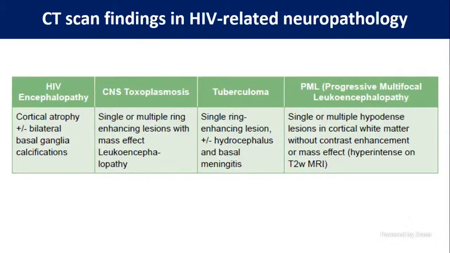In HIV encephalopathy, on an MRI or a CT, you will find cortical atrophy, and there may or may not be basal ganglia calcifications. For toxoplasmosis, you will find single or multiple ring enhancing lesions with mass effect. For tuberculomas, there could be single or multiple lesions, but there will be other features, like associated meningitis or associated hydrocephalus. And for PML, there will be multiple hypodense lesions in the white matter. These are white matter lesions, no enhancement, no mass effect, no peripheral edema. So this is how these features can be differentiated by an astute radiologist who looks at them. Next.